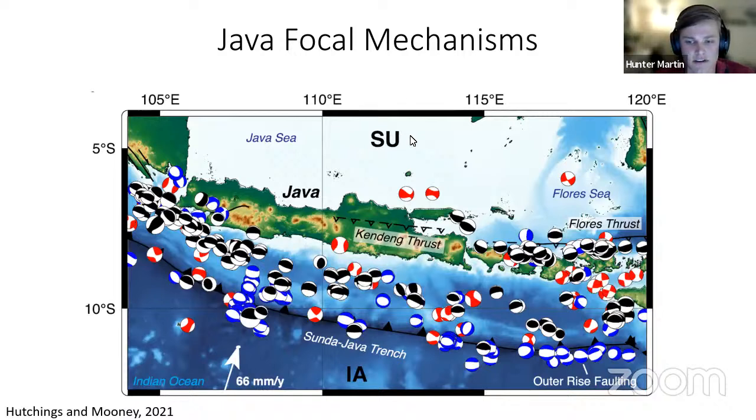Outer rise faulting can often provide an idea to the state of stress on the megathrust. So a large number of outer rise normal faulting events combined with few megathrust events often suggest weak coupling along the megathrust. And when there's a large number of reverse faulting events in the outer rise, it suggests a strong coupling. So in this case, we have a lack of large megathrust events and an abundance of outer rise normal faulting events from Java to Sumba. So this suggests weak coupling on the eastern Sunda megathrust.